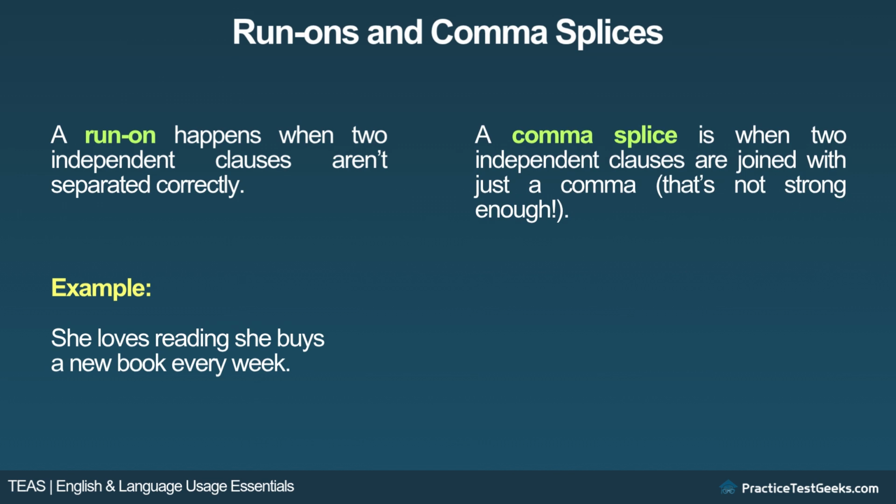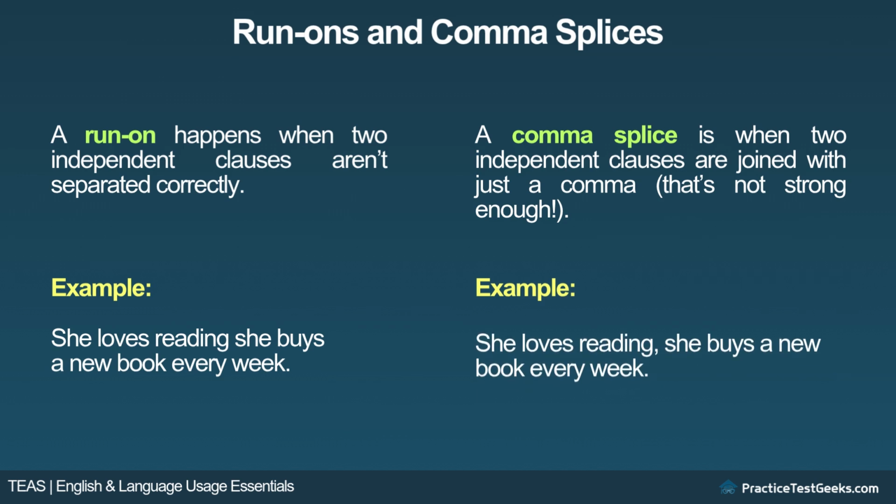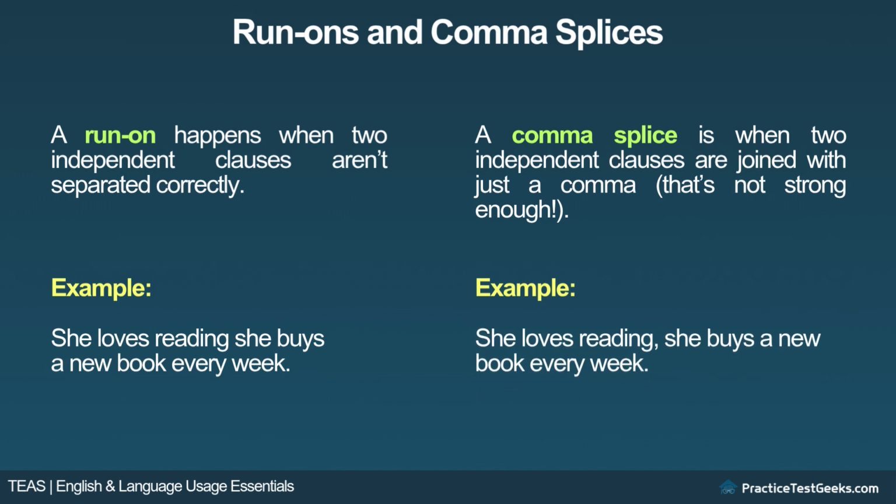A comma splice is similar, but here, the 2 independent clauses are joined with just a comma, which isn't strong enough on its own. For example, she loves reading, she buys a new book every week. The comma isn't enough to hold these 2 sentences together.